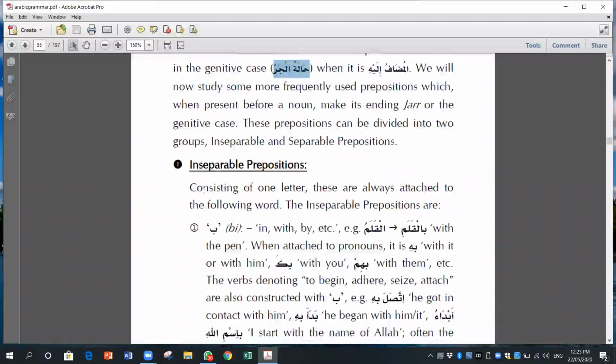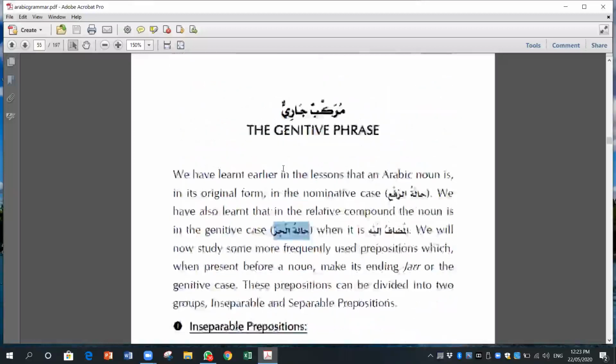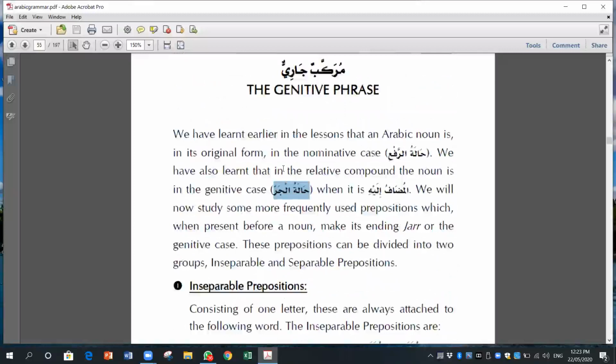Right now, inshallah, we said there are some inseparable prepositions. These huruf, now there will be a harf and there will be a noun. When they are combined together, they become murakkab. Murakkab means the combination of two. So if it is murakkab jari, it means this is the murakkab of harf jar and a noun. So what are those huruf jar?